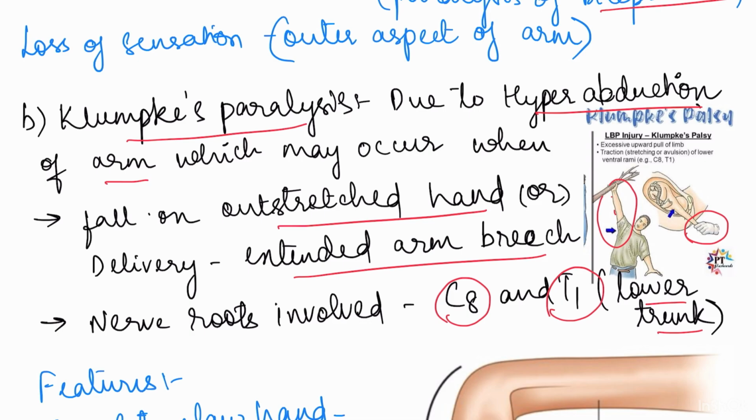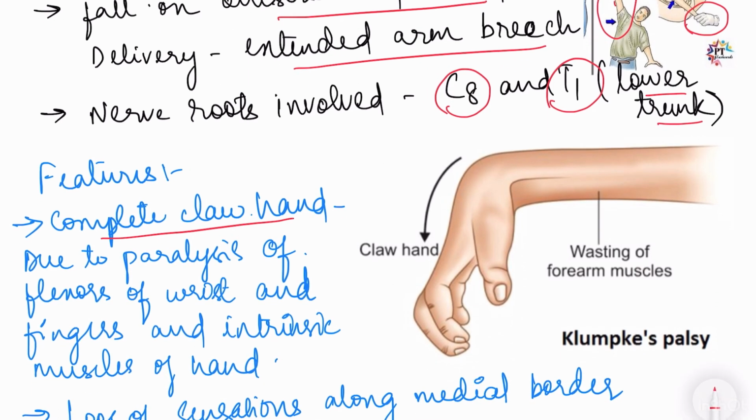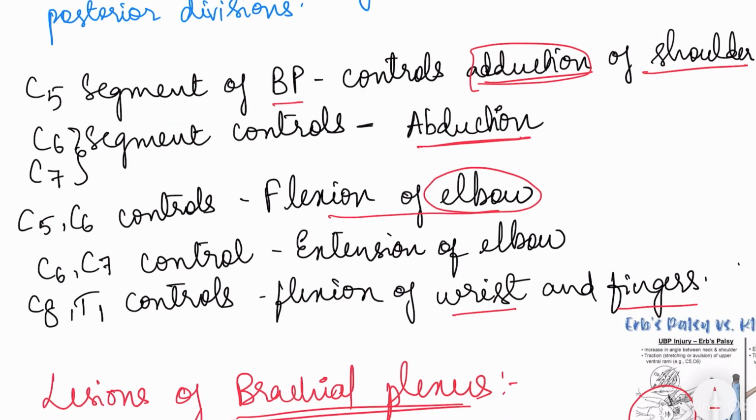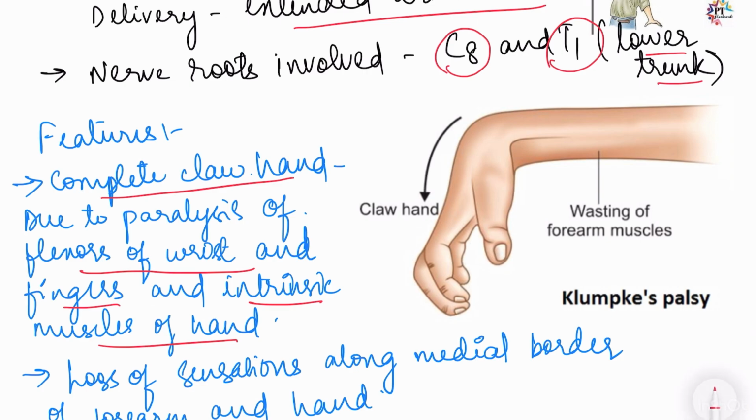Now let's see the features of Klumpke's paralysis. There's a complete claw hand. The complete claw hand is due to paralysis of flexors of the wrist and fingers and intrinsic muscles of the hand. If C8 and T1 are injured, the flexion of wrist and fingers is lost, because C8 and T1 control flexion of wrist and fingers. So in lower plexus injury, we see complete claw hand, due to paralysis of flexors of wrist and fingers and intrinsic muscles of the hand. So this is the claw hand.